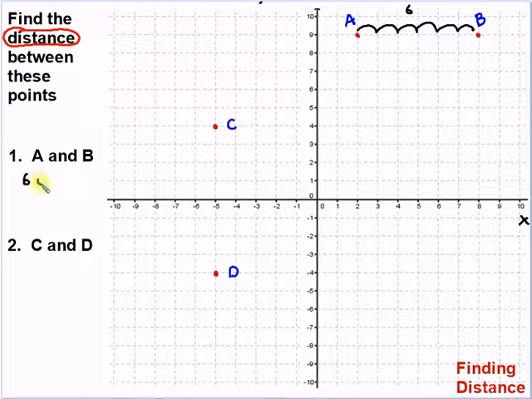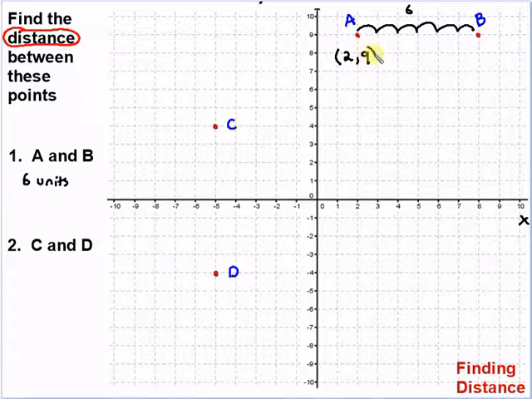So 6 units. Now let's take a look at that again. Let's look at the coordinates for point A. What are the coordinates for point A? Well, we know we put the x-coordinate first, so let's go over 1 and 2. So it goes up to 2. Our coordinate is 2 something. We'll go up the y-axis till we get there. 2, 9 is our coordinate for A.